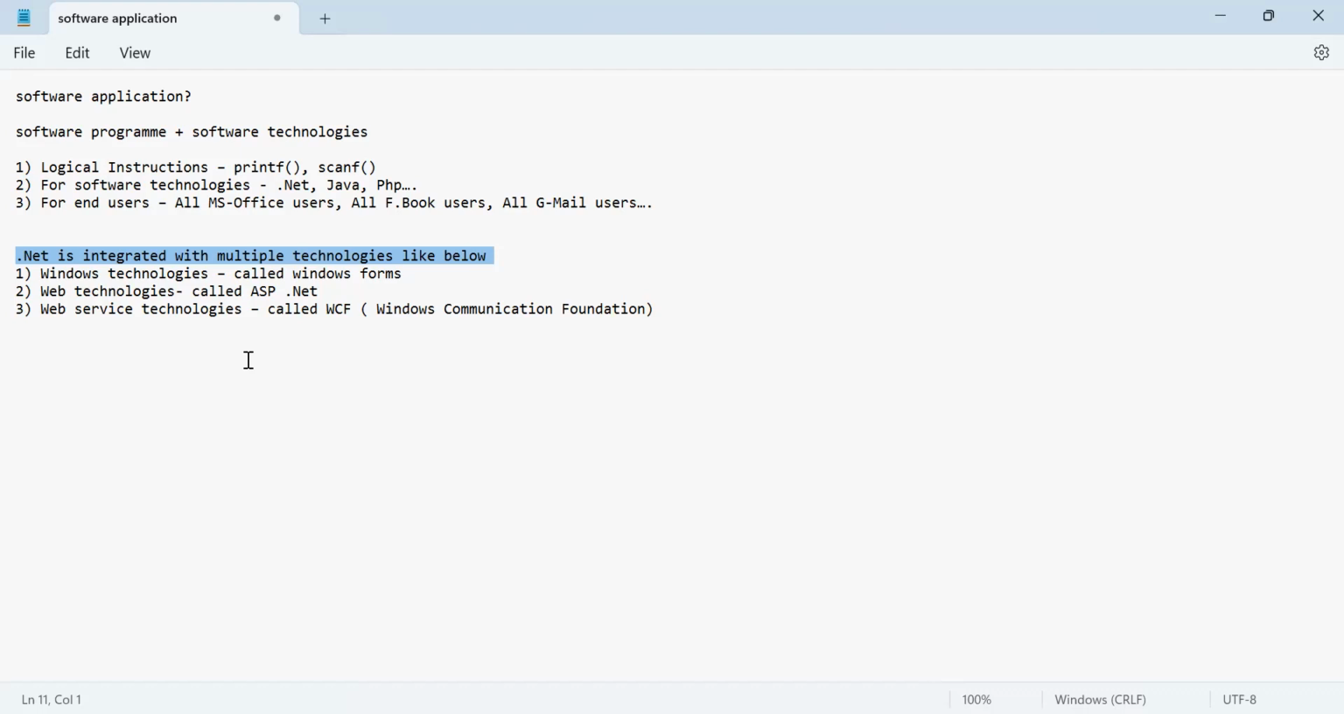Everyone, can you see in Notepad? Yes, we can see. Are you writing it down? Yeah.